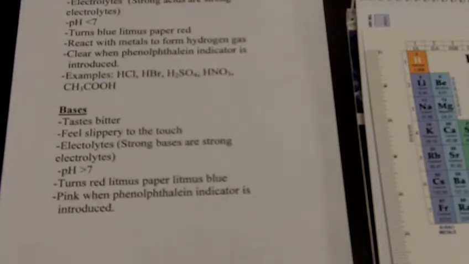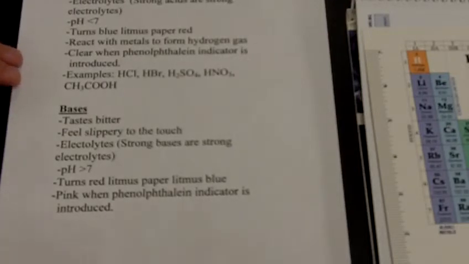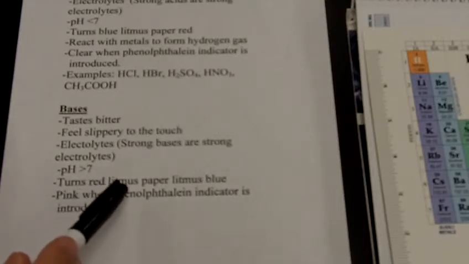Just like acids, bases are also electrolytes. The reason is because they dissociate in water. The pH of bases is above 7. The pH of bases is above 7. And they turn red litmus paper blue.